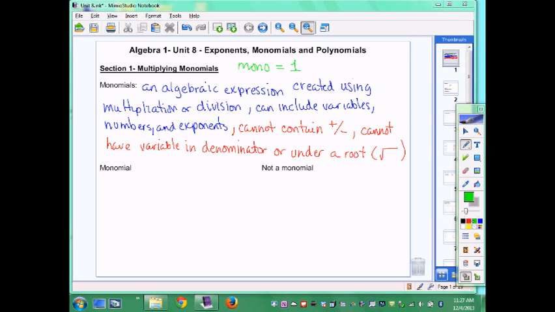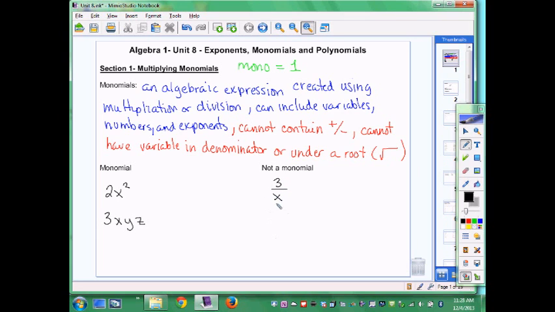Okay, so examples of monomials. You've seen things like this before. 2x squared, that's a monomial. 3xyz is a monomial because it's connected with multiplication. You're fine. Something that is not a monomial is 3 divided by x.